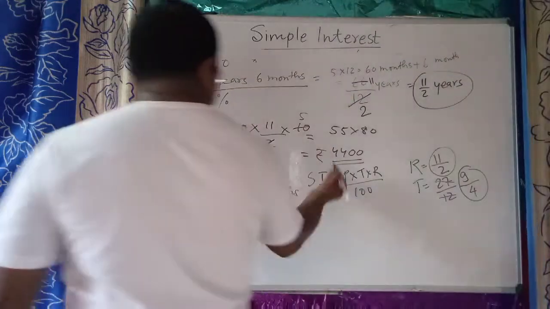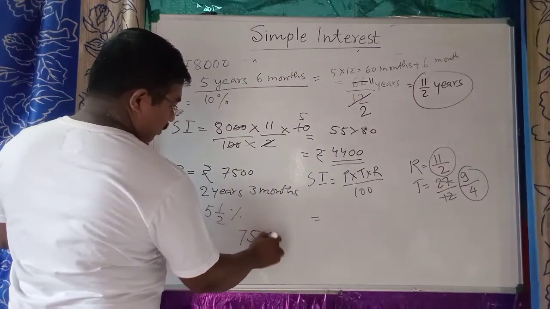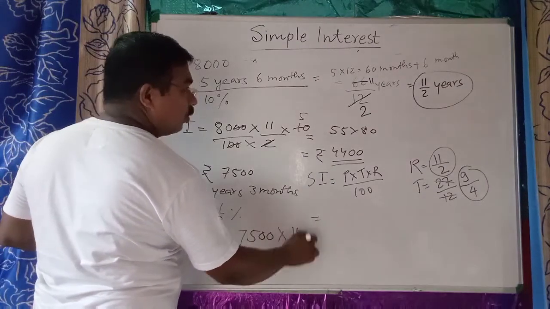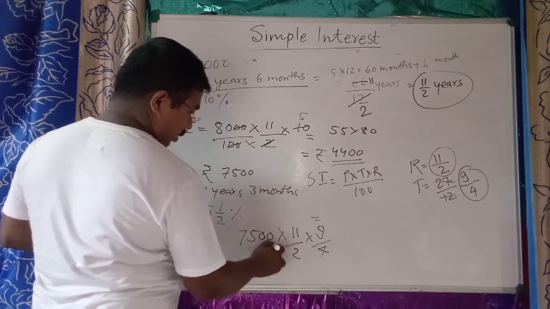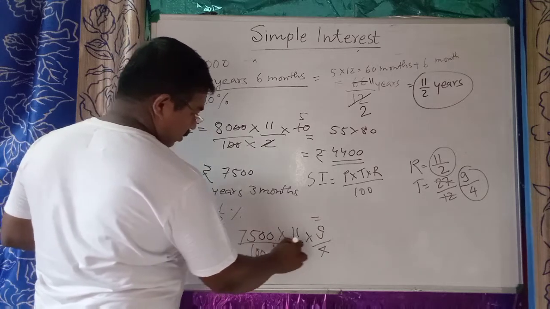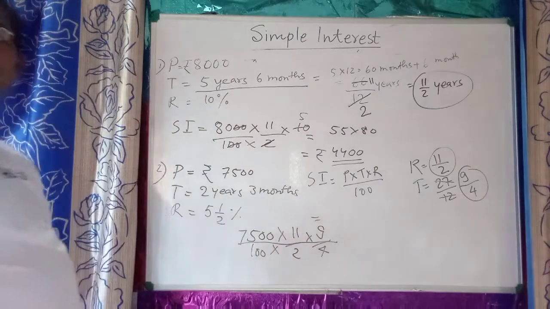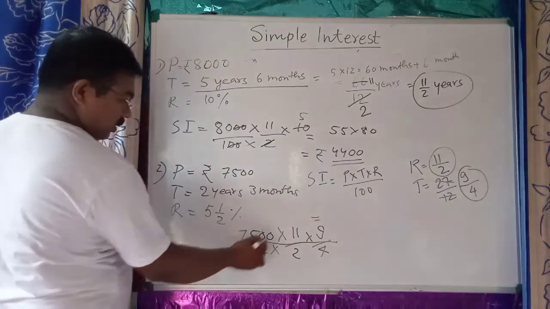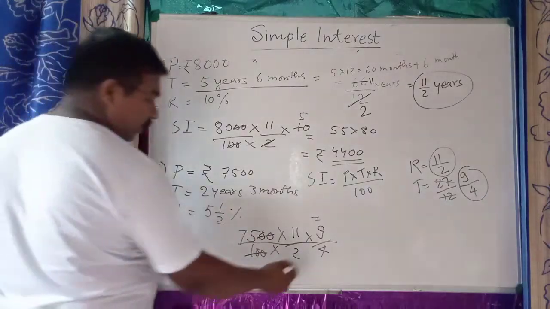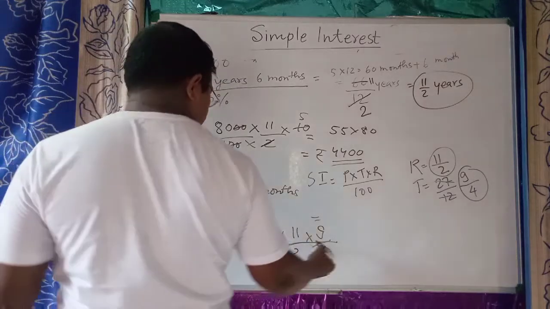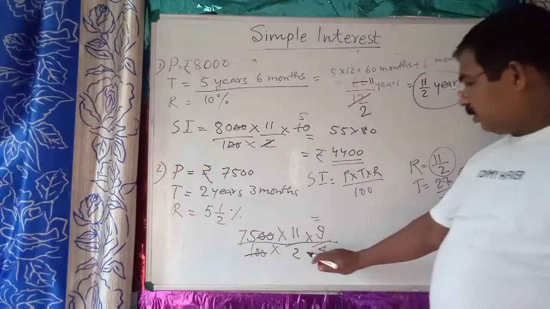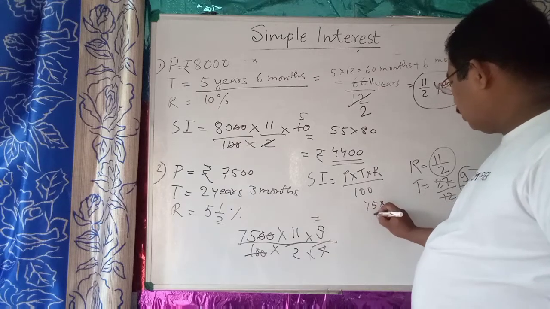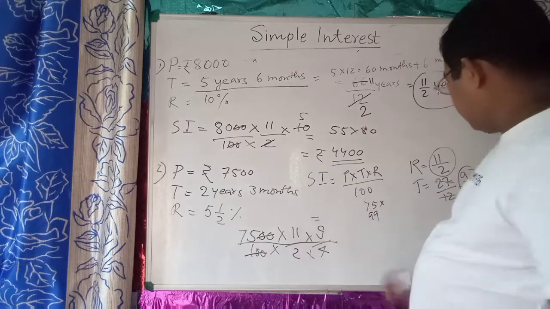Now we can apply this into this equation. 7,500 into 11 by 2 into 9 by 4, and 100 is here. Now we can solve this question very easily. 100 gone. Now we have to multiply these numbers and divide it by 2 and 4. 75 into 99. 9, 11, 99.